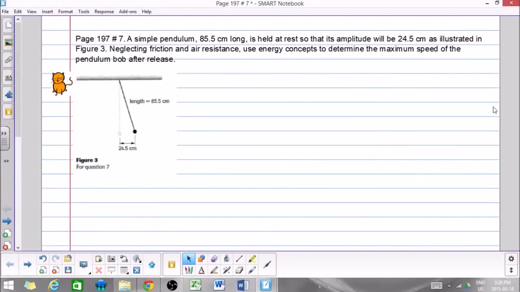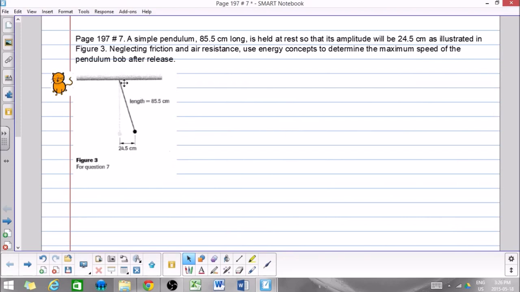Conservation of energy question from the Nelson Physics 12 textbook. It is basically a review of last year when you're looking at conversions between kinetic and gravitational potential energy with no friction coming into the picture. The situation here is a pendulum.